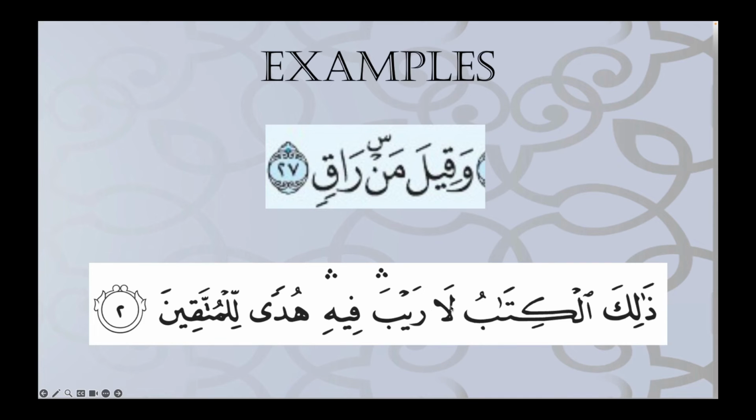But you cannot continue, meaning you can't do it like this. ذلك الكتاب لا ريب فيه هدى للمتقين. That's incorrect. And you cannot stop at both of them, which would be ذلك الكتاب لا ريب فيه هدى للمتقين. No, you must stop at one or the other and not both. You cannot stop at both and you cannot stop at neither. You have to pick one and stop there. I hope that's clear.